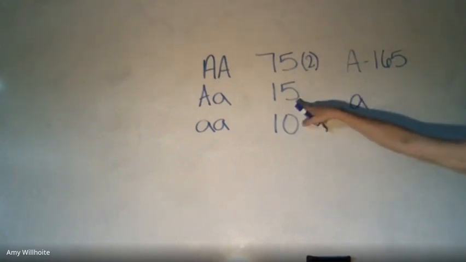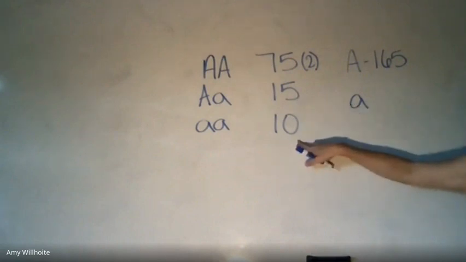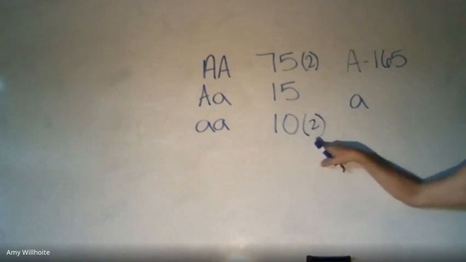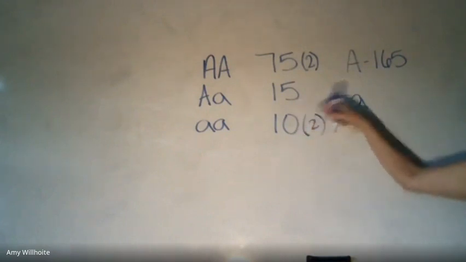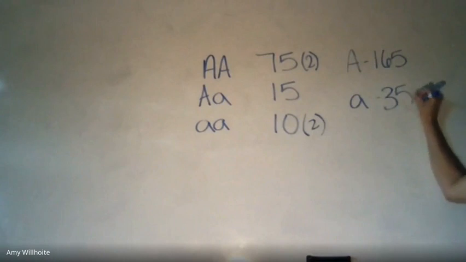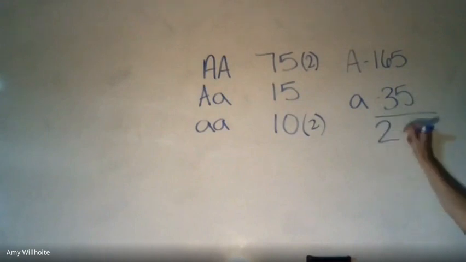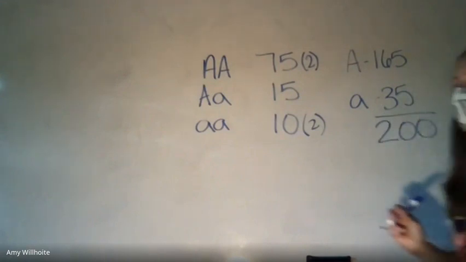Okay, how about my recessives? I have 15 in my heterozygous population. How many do I have here? 20. I have 20 here because I have 10 lizards and each of them has 2 recessives. So 20 plus 15 is 35 total recessive alleles. So far, so good? How many total alleles do I have? Should have 200 because I have 100 lizards, so each lizard should have 2.